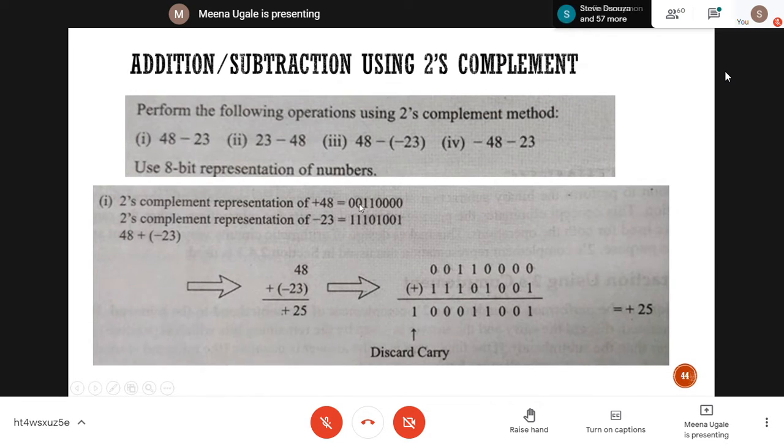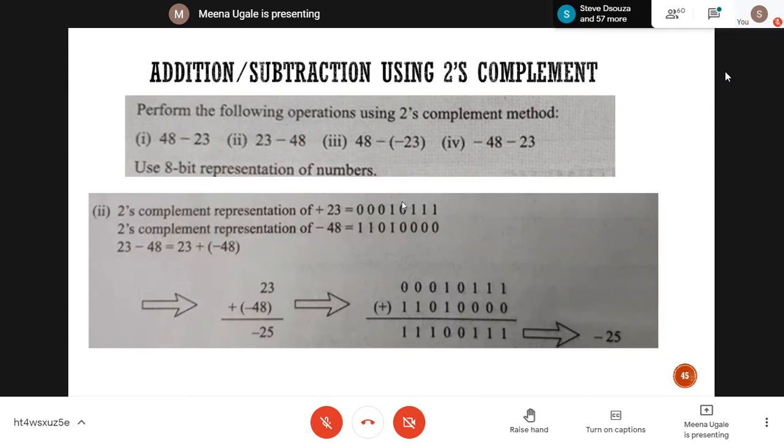This is plus 48. Now take the 2's complement of this number. Then you will get this number: 1, 1, 0, 1 and 4 times 0. You have to add this number and the other one. So that addition is shown here. This is your final answer of addition.